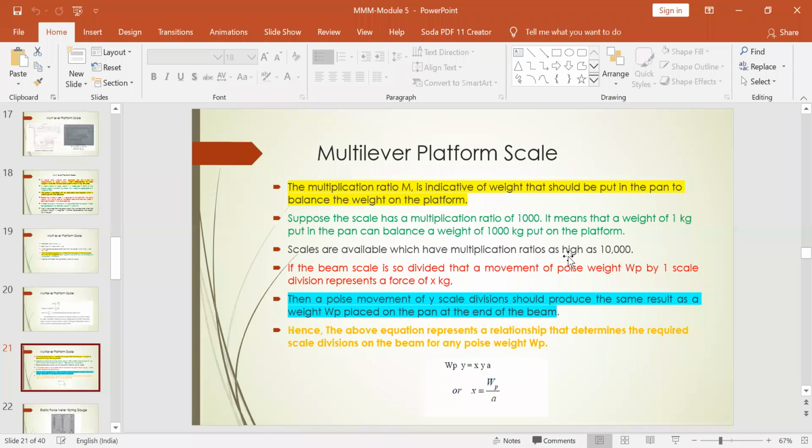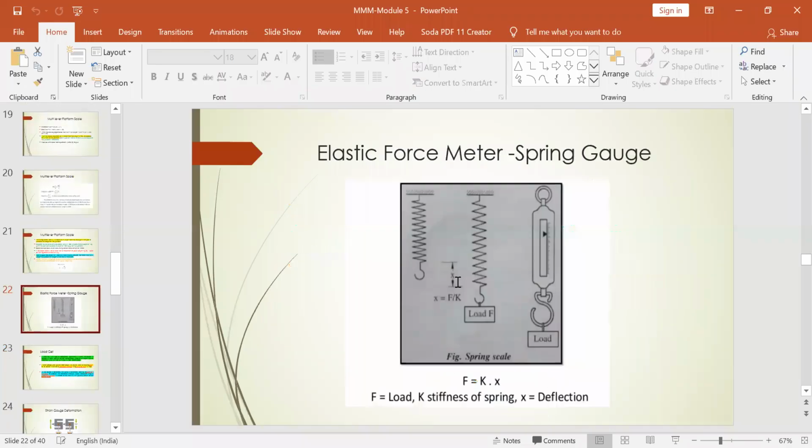So finally, this is how you will segregate the given weight into W1 and W2 and identify its value, how it is varying, what is the effect of the load, what is the measurement of the force with the help of the poise scale, which shows you the equivalent force measured in terms of kgs. So this is about the multi-lever platform scale.